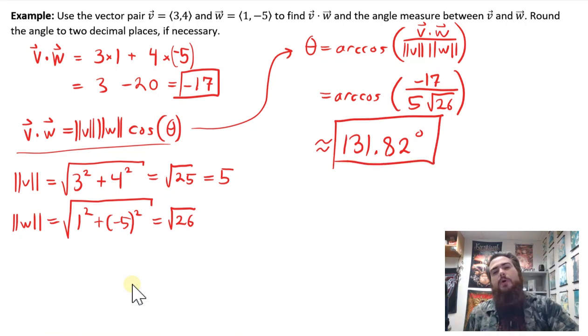We now have both the dot product and one of the things the dot product can help us find, the angle measure between the two vectors.